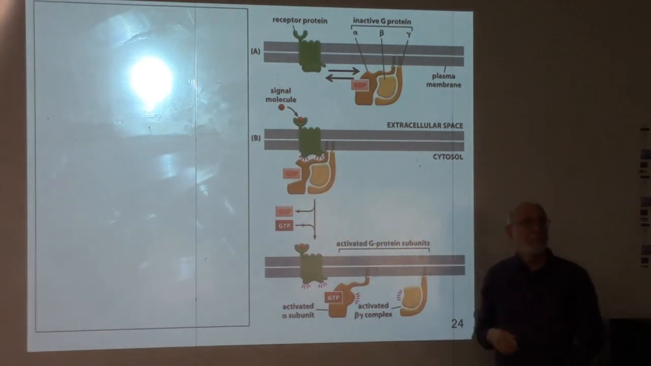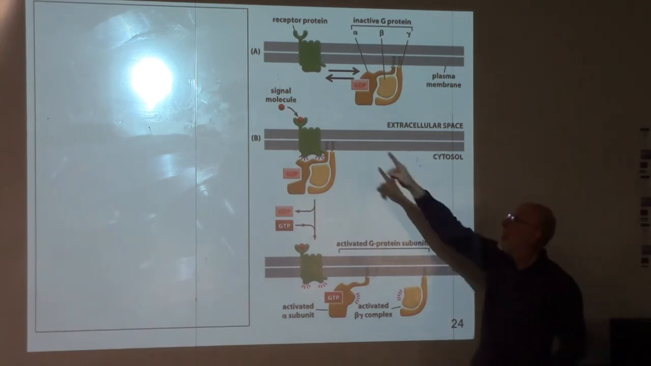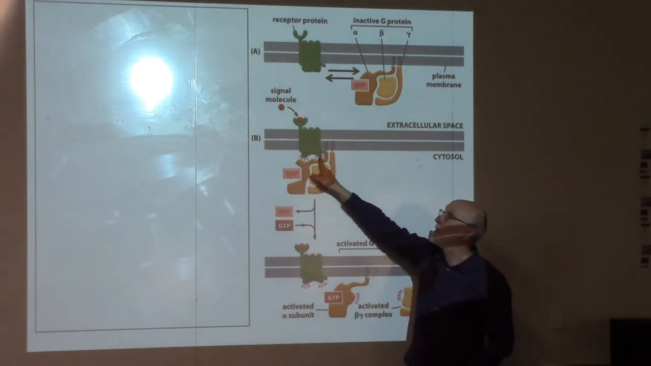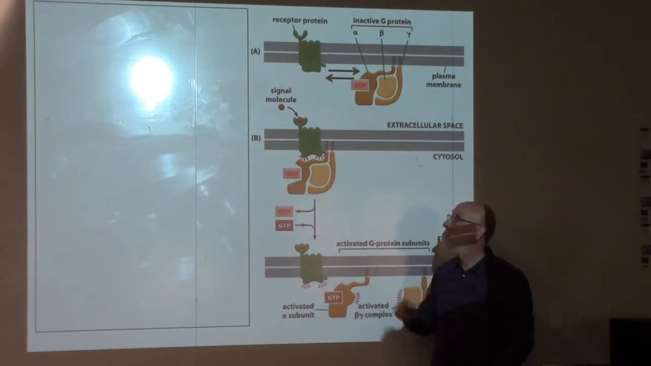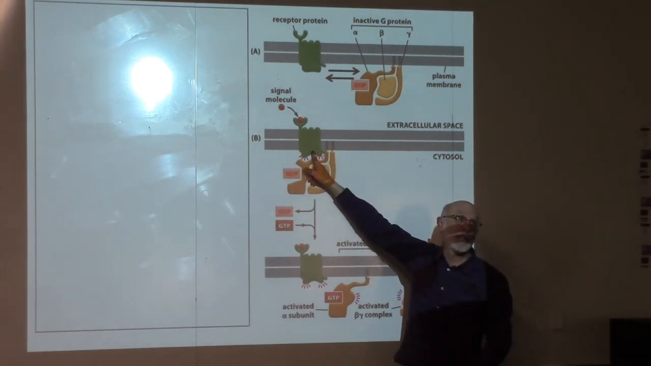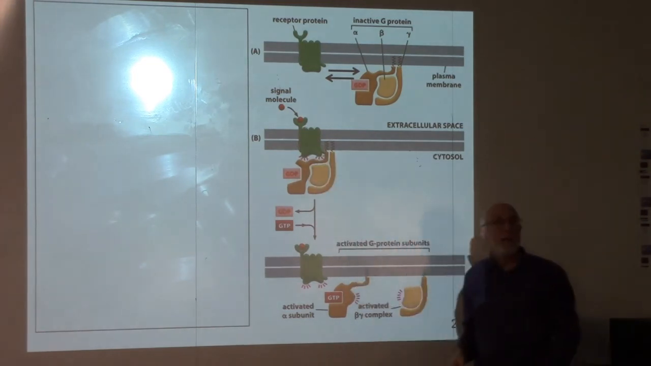Okay, then what happens? Joe? Conformational change. Conformational change of the receptor. That's what these exciting red lines are supposed to show. Conformational change of the receptor in response to ligand binding. Okay, what happens next?